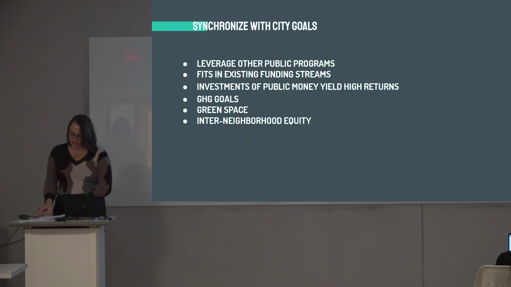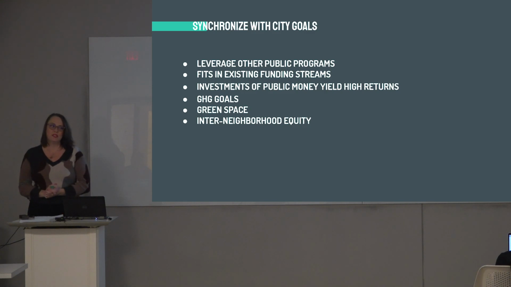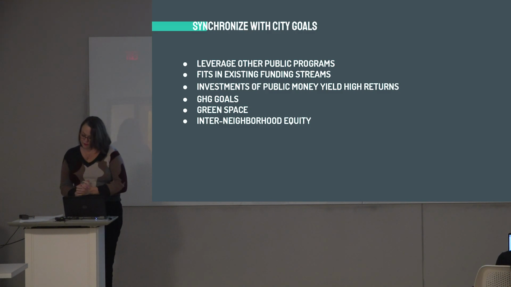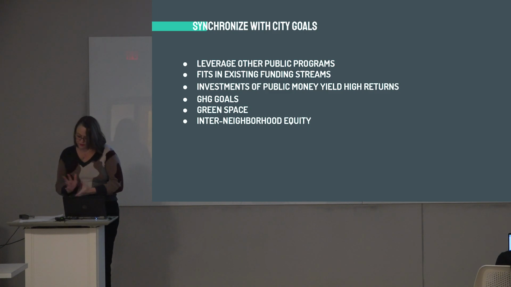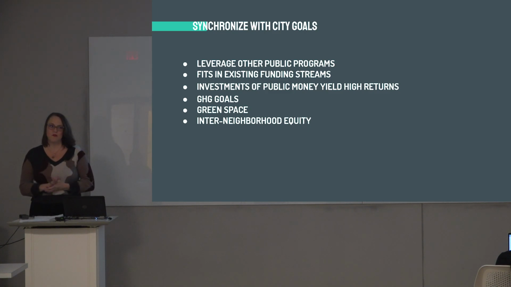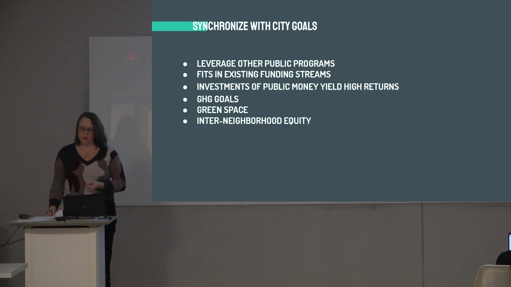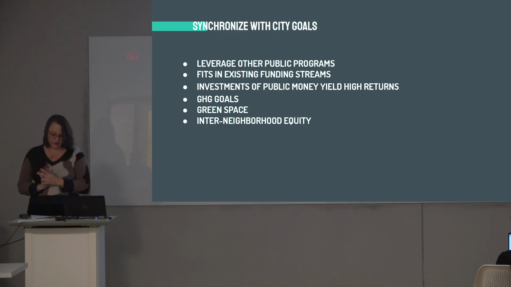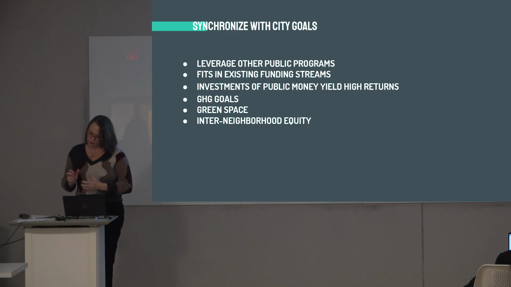Our fourth and final goal was synchronizing with the city and its strategic planning. Again, we had six impact categories. We asked, does it leverage other public programs? Does a particular policy alternative that we explore fit within existing funding streams within the city or region, even within the state or federal? And do the investments of public money provide high returns in any one or all of the alternatives? We also asked if it helps to meet greenhouse gas goals, such as those set in the Philadelphia 2035 plans. Does it increase green space? And does it create an opportunity for inter-neighborhood equity?